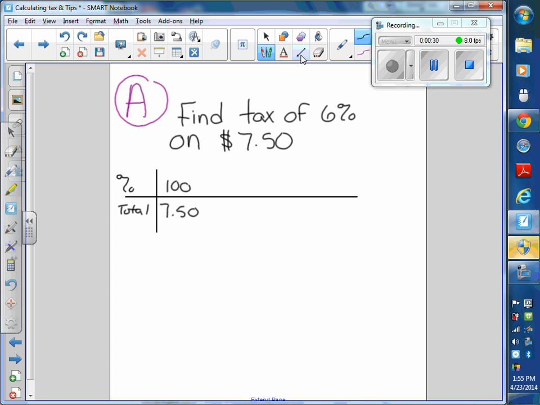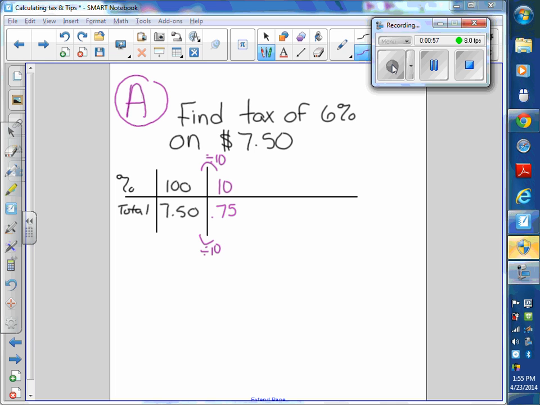Okay, so I want to get 6%. I'm going to use a ratio table. What I would do is go to 10% by dividing by 10. Because when I divide by 10, I get 100 divided by 10 is 10. And when I divide 7.5 by 10, I get 0.75 or 75 cents.